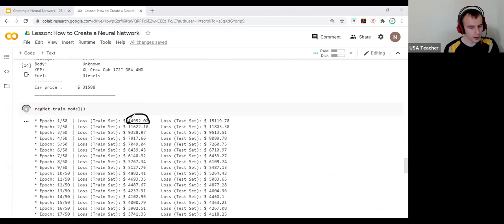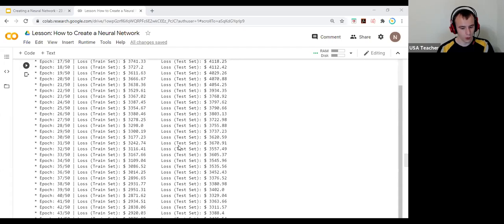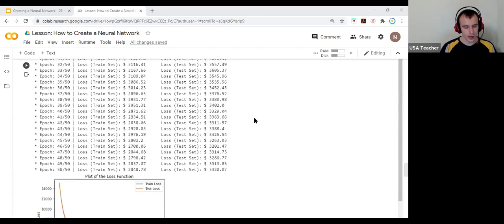In the first epoch, the neural network doesn't know what it's doing. So it's off by an average of $15,000. If a car costs $15,000 and the neural network predicts that that car is going to cost $0, it's going to be off by $15,000. So this is really abysmal. But then, as we train this neural network for more and more epochs, we start getting better and better data.